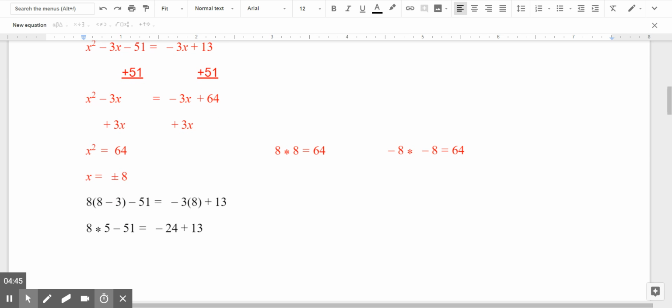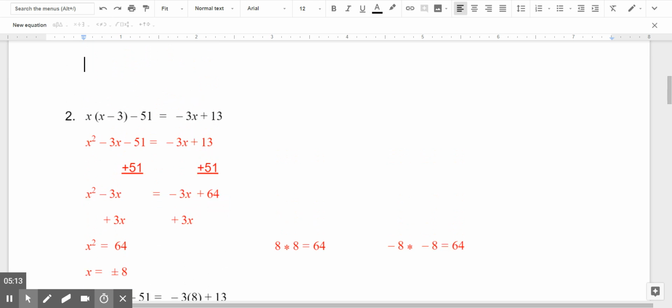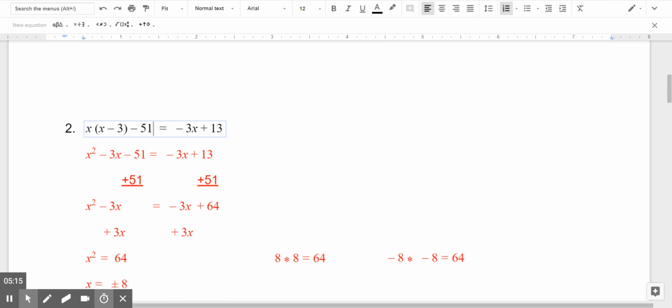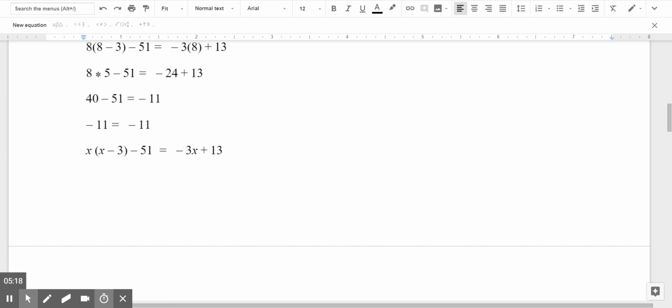So let's simplify both of these. 8 times 5 is 40, minus 51, and that's going to be equal to negative 24 plus 13, which is negative 11. Well, 40 minus 51 is also negative 11. So this is, in fact, a valid answer if x is equal to positive 8. Let's look at what happens if we let x equal negative 8. So we're going to look at that same equation, which I'm going to just copy down here. And this time we're going to let x equal negative 8. So let's check it out.